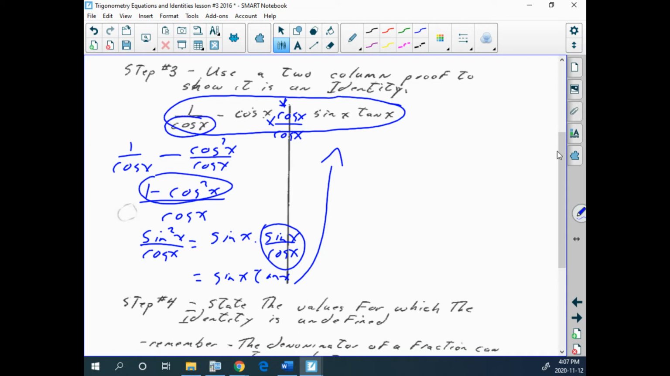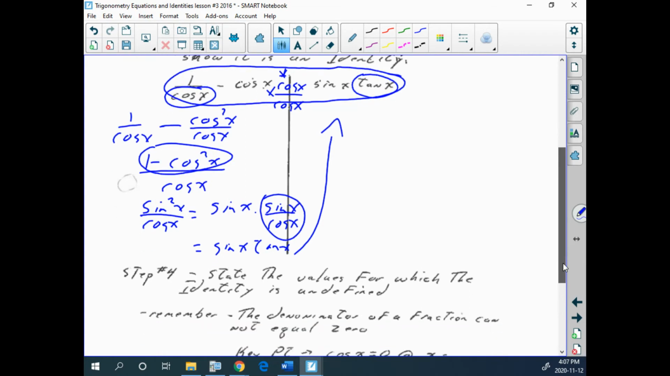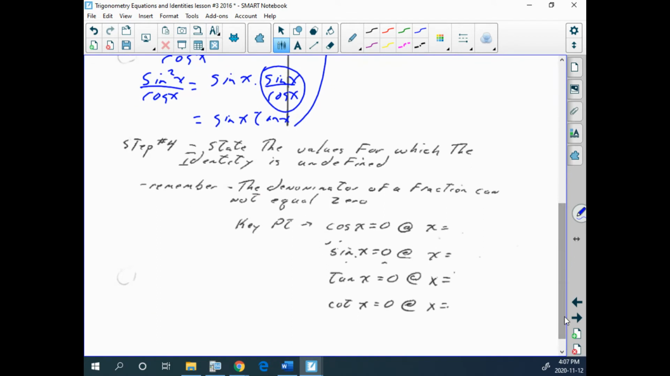One, we have cosine x on the bottom of a fraction. We can't have that. And we have tangent x, which has built-in restrictions. It has non-permissible values itself. So cosine x equals 0 when x is equal to pi over 2 plus pi m. So cosine is 0 there and there.